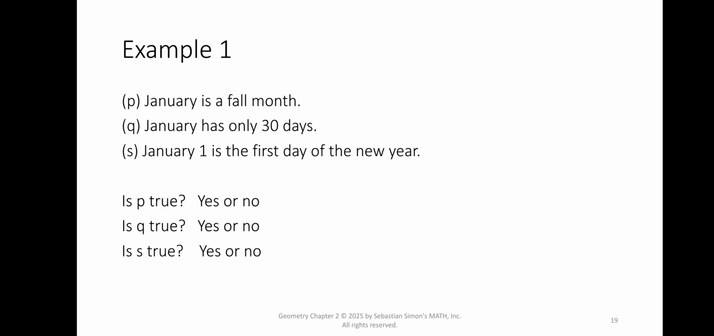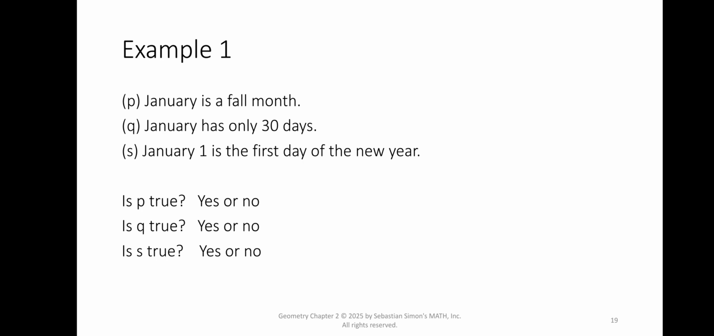2-2.2. We have 1 or 2 examples that we would like to go over. So example 1. January is a fall month. P: January is a fall month. Q: January has only 30 days. S: January 1 is the first day of a new year. So, we're going to take a peek at 2026.